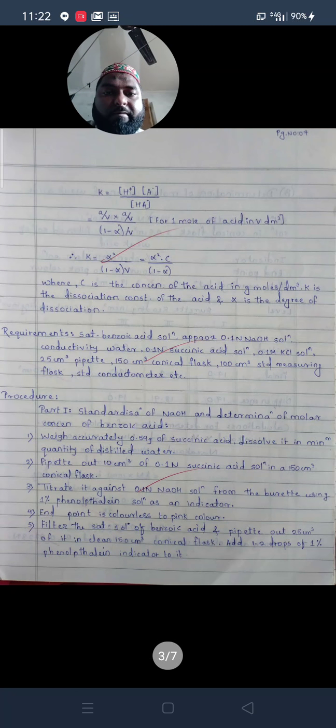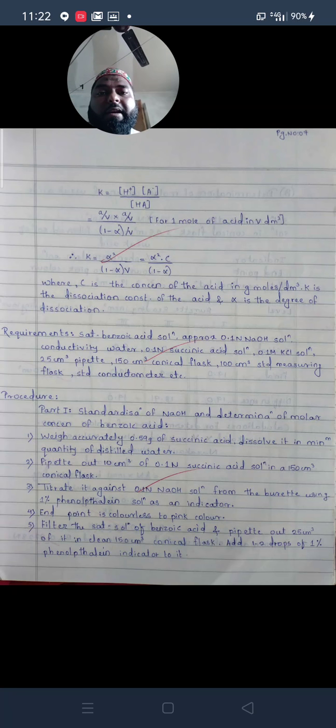For an acid, we generally write K equal to H plus times A minus divided by HA. Here you can put in the values. You will get K equal to, as we have already seen in the theory, alpha square into C upon 1 minus alpha, where C is the concentration of the acid in moles per dm cube, K is the dissociation constant of the acid, and alpha is the degree of dissociation. Here we are going to see it practically. In the theory, we have seen the theoretical application of this conductometric measurement.